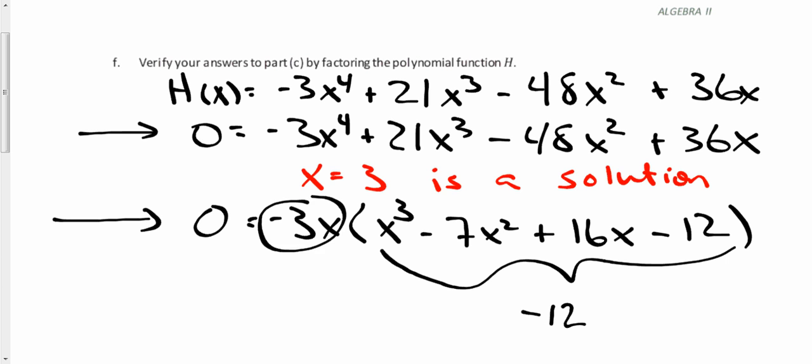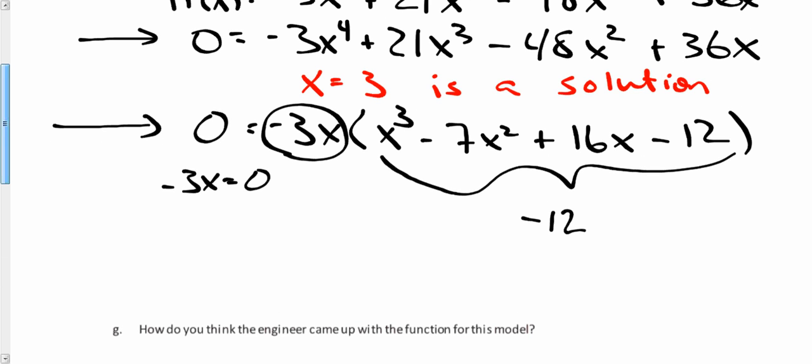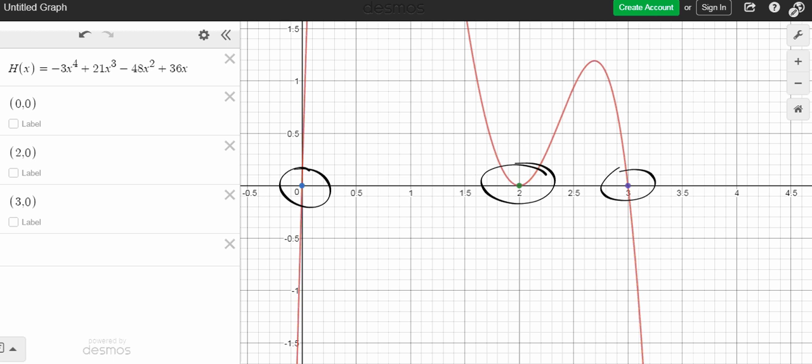This right here should show you the relationship between factors and solutions. Because I can say, well, negative 3x equals 0. And if I solve for x, I divide both sides by negative 3, and therefore, x equals 0. So, I've taken a factor, I set that factor equal to 0, and I get a solution. And this solution agrees with the solution on the graph.